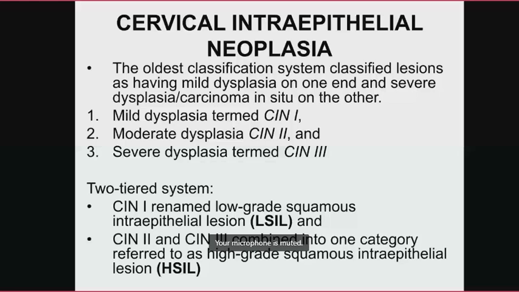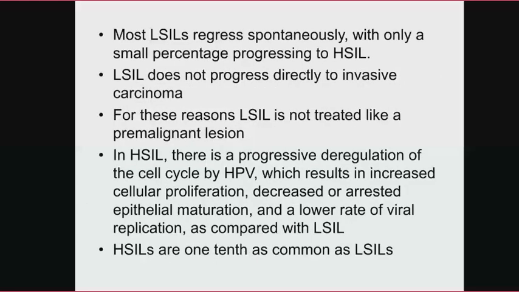So what happens is usually low grade is changed into high grade, and then high grade will go for the development of cervical cancer. And this high grade is very common when you compare it with the low grade. In high grade SIL, there is progressive deregulation of the cell cycle by human papilloma virus, and as a result of this, it increases cellular proliferation. It causes decrease in epithelial maturation and low rate of viral replication when compared with low grade SIL.